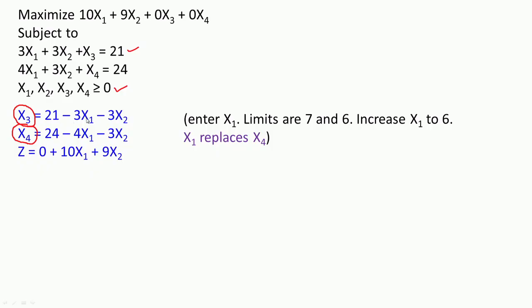So, for x3 to become 0, we have to increase x1 to 7. For x4 to become 0, we have to increase x1 to 6. So, as we keep increasing x1, when x1 reaches 6, x4 becomes 0 first. And if we increase x1 further, x4 will become negative, which we do not want. Therefore, we say that x1 can be increased up to 6.